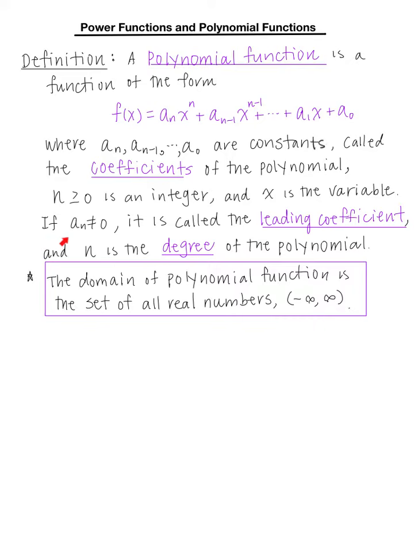Now, if a sub n does not equal 0, which is this a sub n right here, it is called the leading coefficient, and n is the degree of the polynomial. Please note that the domain of a polynomial function is the set of all real numbers. In interval notation, we write that as open parenthesis, negative infinity, comma, infinity, close parenthesis.